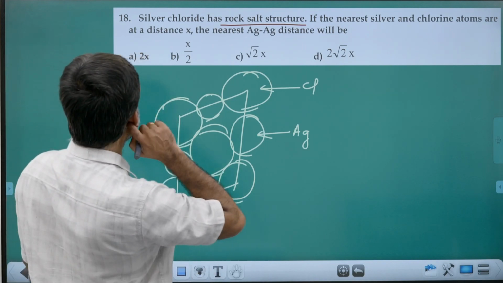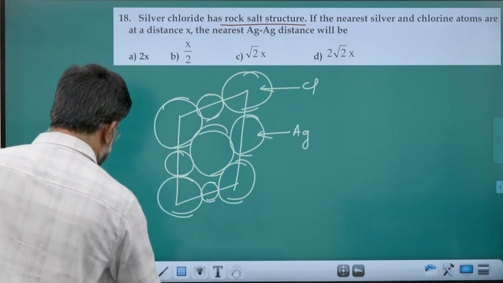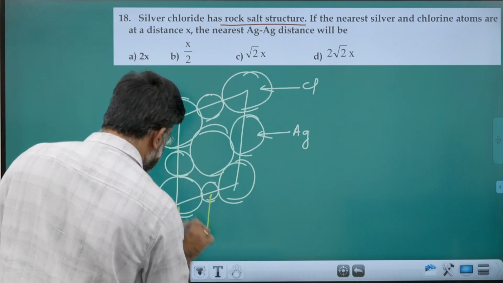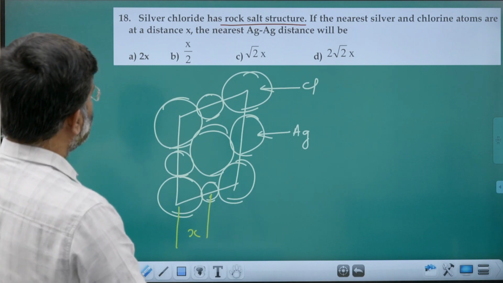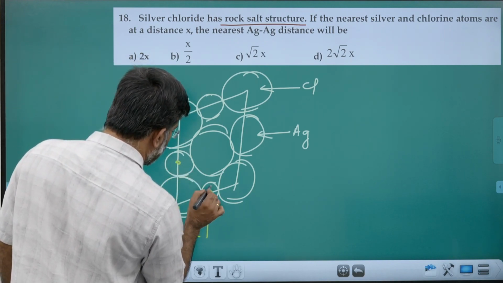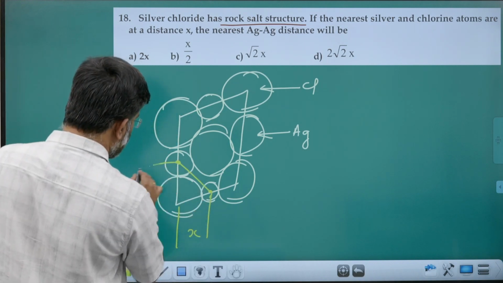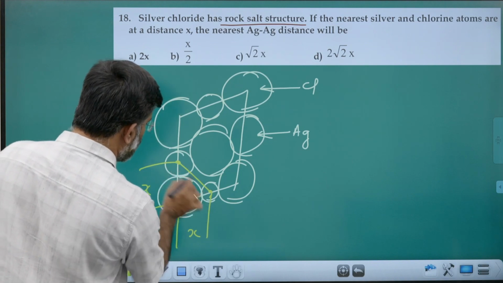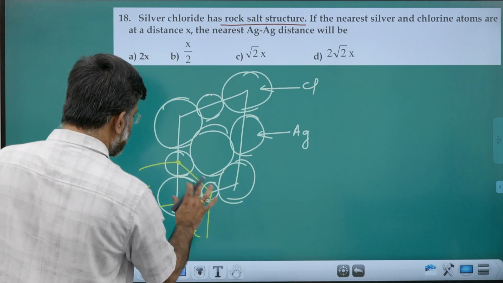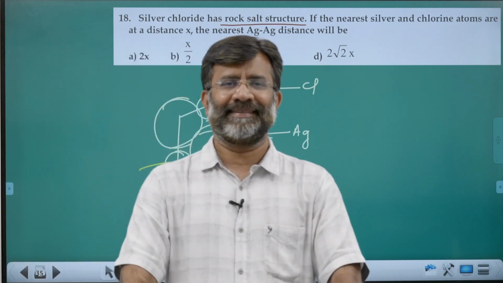What is given here? The nearest silver chlorine distance is x. This distance is given as x. And what is asked? The nearest Ag distance is what they are asking. So if this is x, that means this is x. What is this? Root 2x. See, this is x, this is x. What is this? Root 2x.